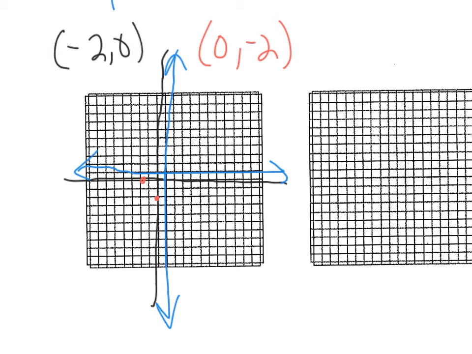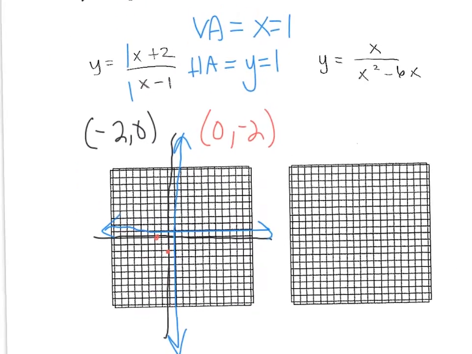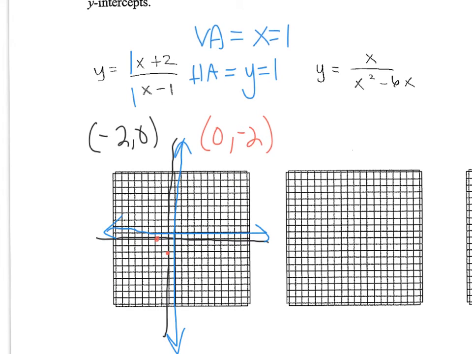Okay, so it looks like I have one branch of the graph, so let's plug in another value. You can always make a table of values. I encourage you to make a table of values. So if I plug in 3, what's y going to be? It's going to be 3 plus 2, which is 5, divided by 2. So this is 2.5. So it looks like we're branching off in the other part over here. So I plot (3, 2.5).